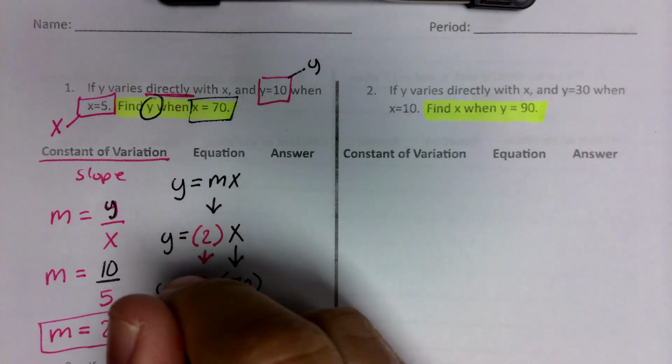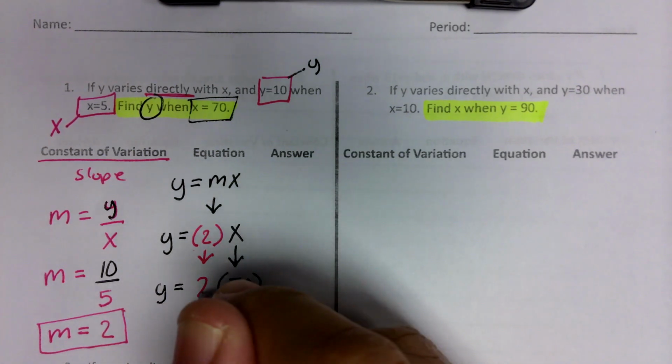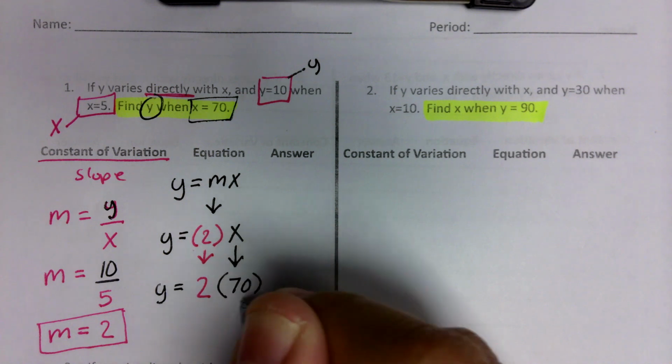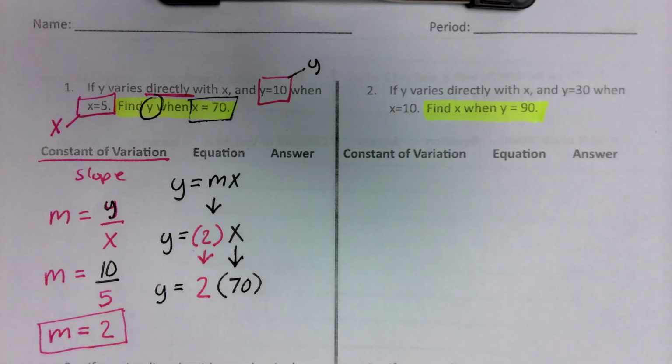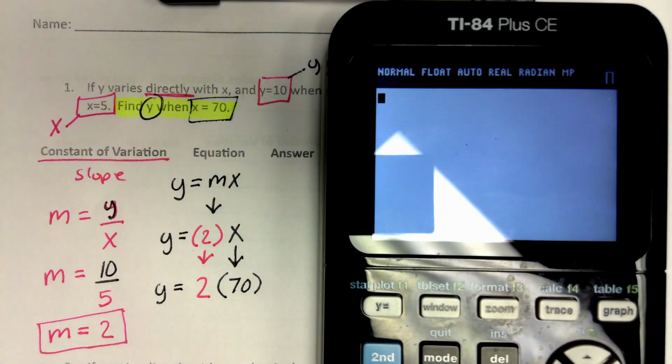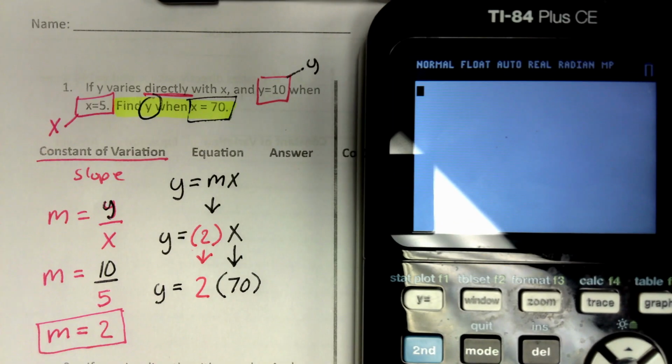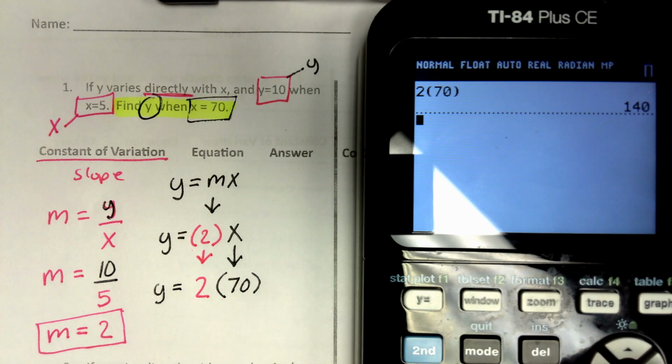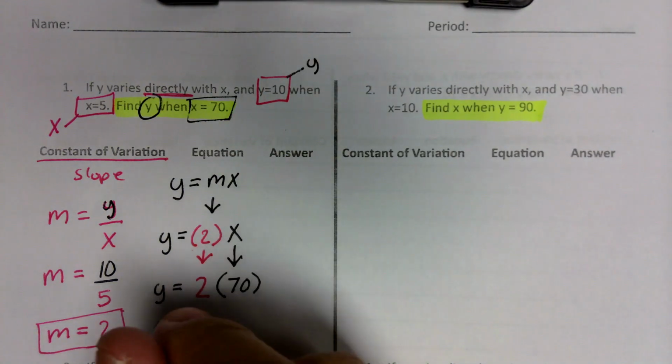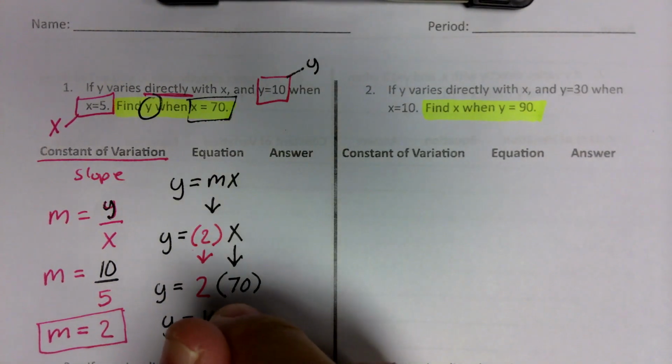Just bring it down. And so y is going to be equal to 2 times that value of x, which is 70. And we can just put that in the calculator. So I can go to my calculator, and I can put 2 parentheses 70, hit enter, and it tells me it's 140. So y equals 140.